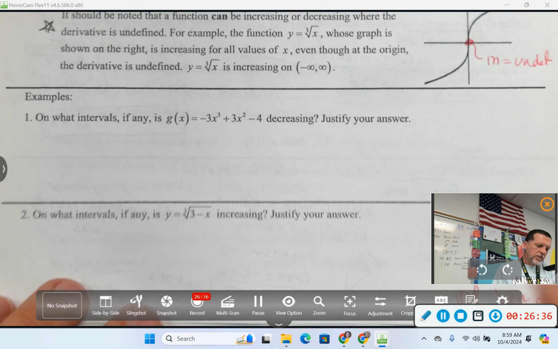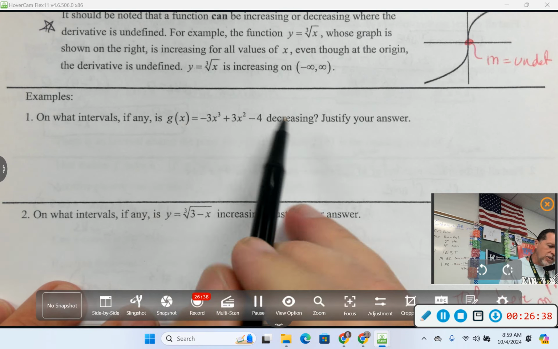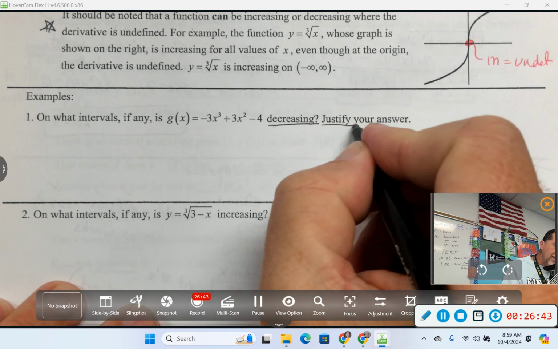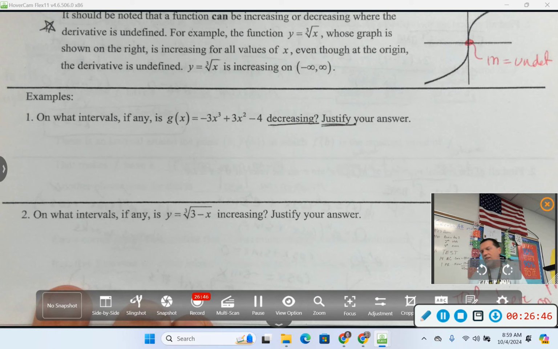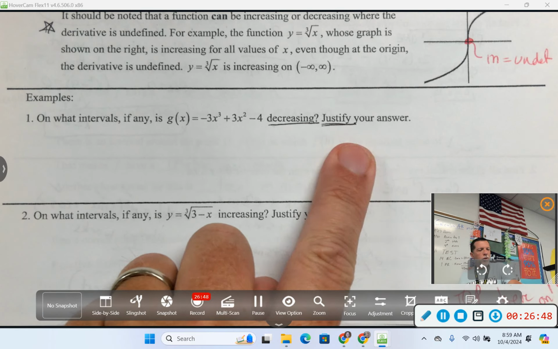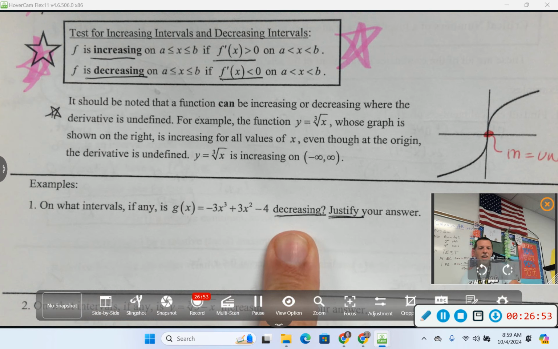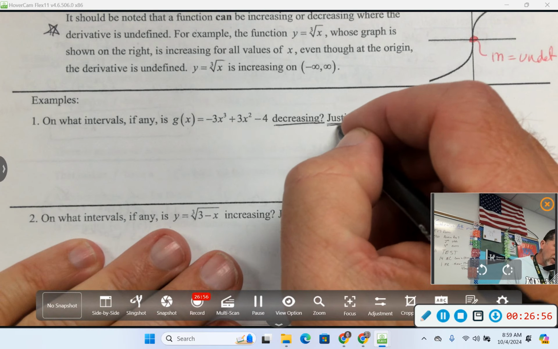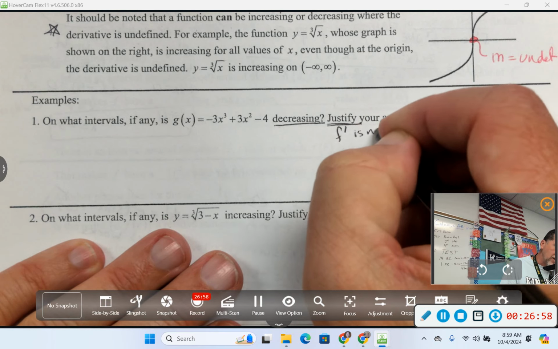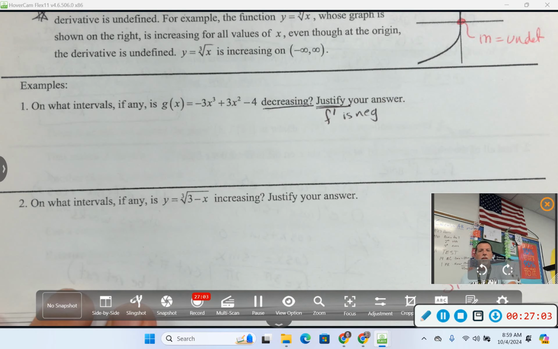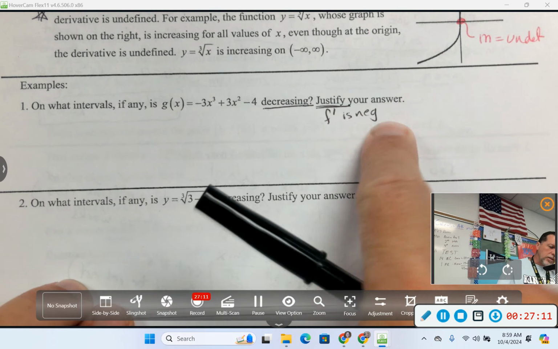All right, on what intervals, if any, is this function decreasing? Justify your answer. Okay, I like to justify my answer first because that tells me what I'm looking for. So how do I know if a function is decreasing? What would tell me that it's decreasing? F prime is negative. So my justification is going to be F prime is negative. So I get a point or two already. And I haven't really even worked the problem yet. But I've justified, so I know what I'm looking for. So let's take a derivative and figure out where it's negative.